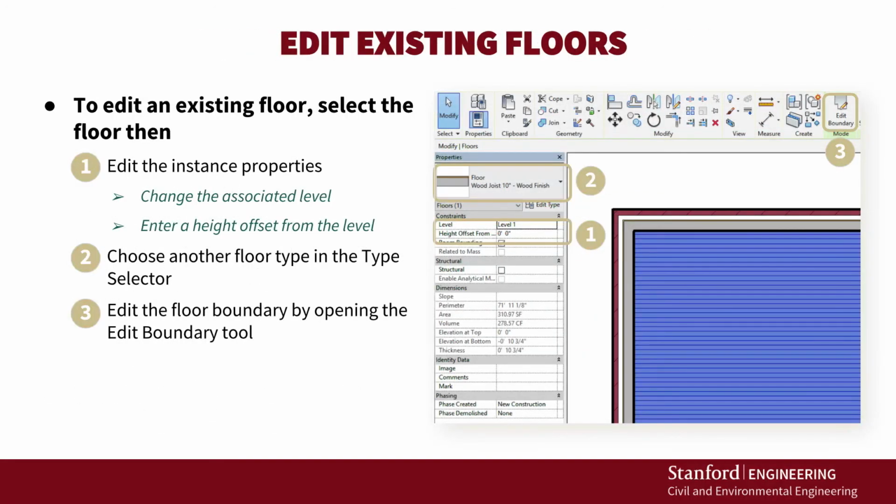After you've created a floor, you can edit an existing floor in several ways. Start by selecting the floor. Then you can edit the instance properties to either change the associated level or enter a height offset to have the floor raised above or slightly below the floor level. You could also choose another floor type in the type selector if you'd like to apply an entirely different type of floor at that same location, or use the Edit Boundary tool to reopen the boundary sketching and change the boundary lines of the floor.